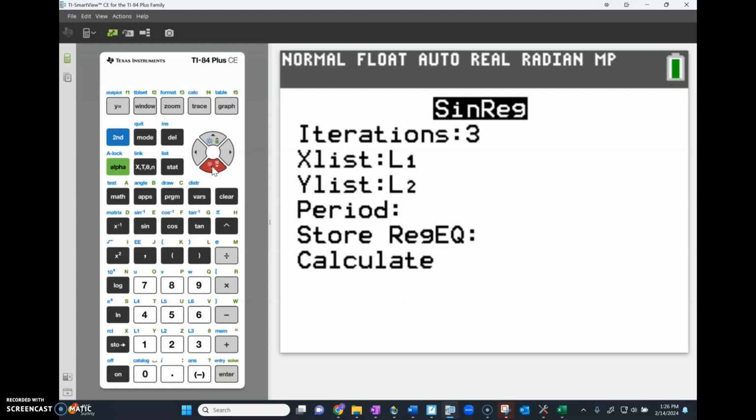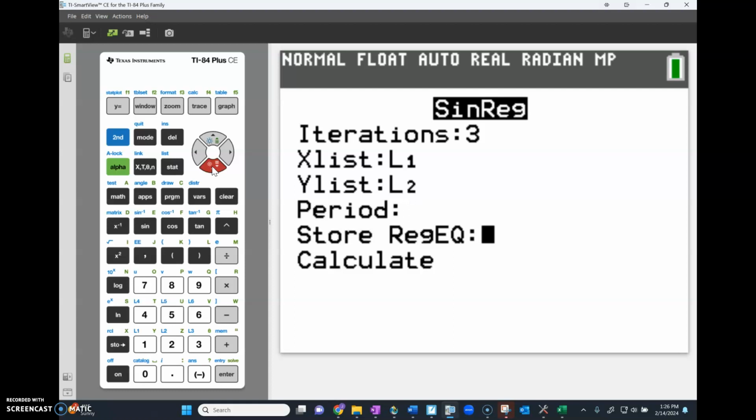The default also is for X list to be found in L1 and Y is in L2. For the period here, you can go ahead and find your period, but because I'm taking a look at a year and it's by month, the period's 12. But if you don't put anything in there, the calculator will do that for you. So I'm just going to leave that blank for now.